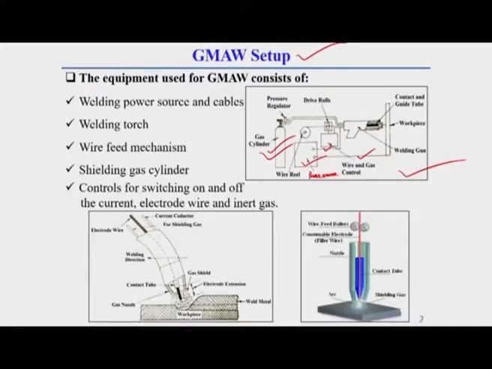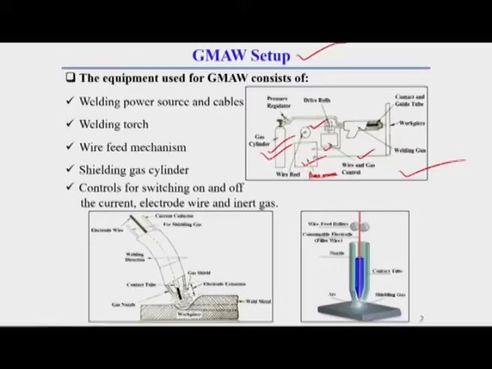Then another thing is that there is a continuous feed of electrode, so a wire feeding mechanism is required. The wire is rolled on a wire reel. From this roll, the electrode wire is continuously fed through the welding gun or welding torch. This is generally called the welding gun. So another piece of equipment of this welding process is the welding gun.